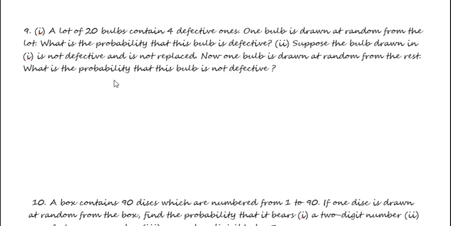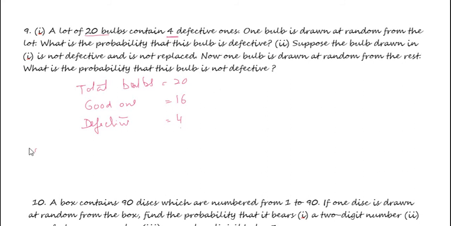Ninth problem. A lot of 20 bulbs contain 4 defective ones. That means you have got total bulbs equal to 20. Good ones are 16. Defective are 4. Let us try to understand the problem. One bulb is drawn at random from the lot. What is the probability that this bulb is defective?